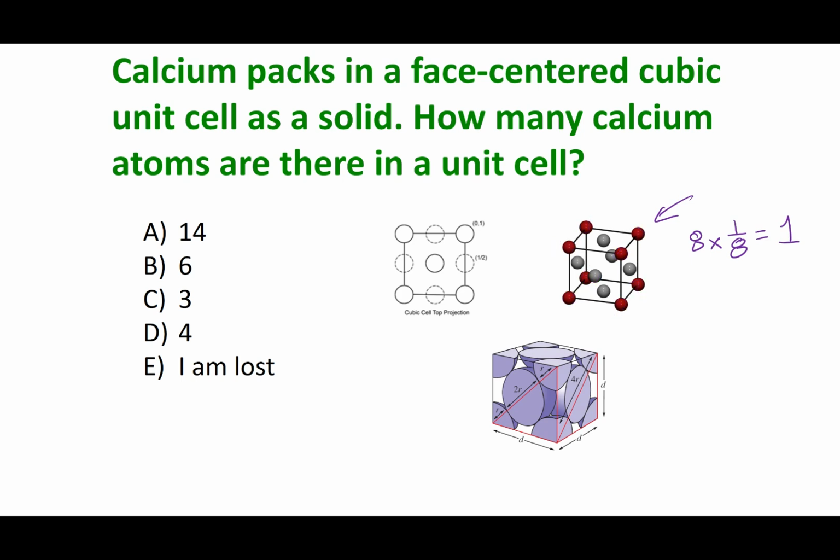Now what you will see are the atoms on the faces, and they are represented by these gray spheres right here. If I count the number of gray spheres, there are 6 of them, and remember, an atom on the face counts as 1/2. So if I do the math, that means that there are 3 calcium atoms. 1 plus 3 means that there are 4 calcium atoms in this unit cell.